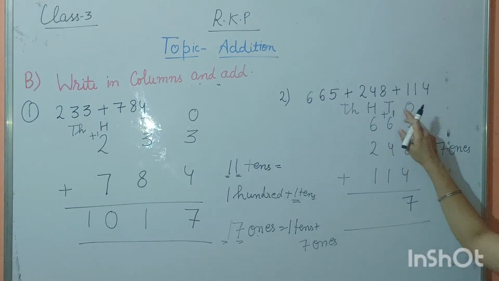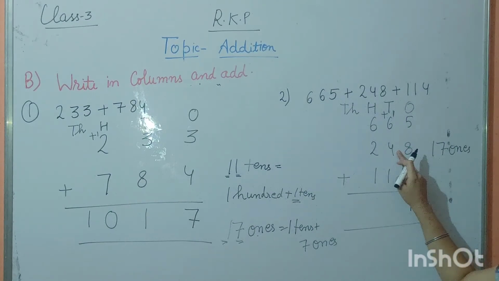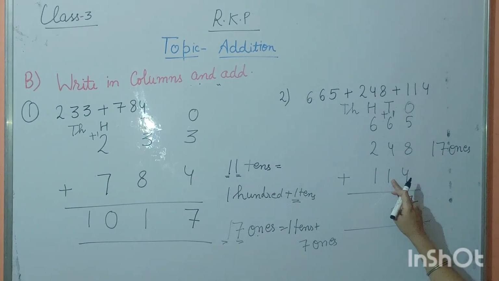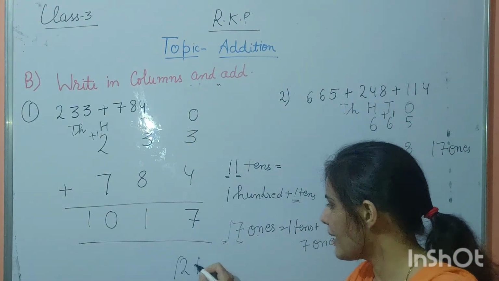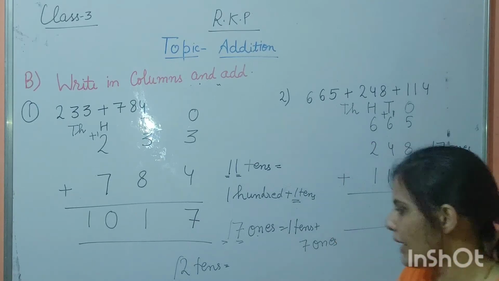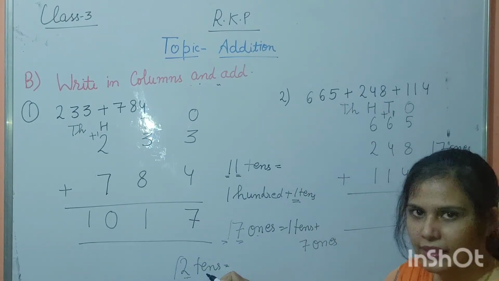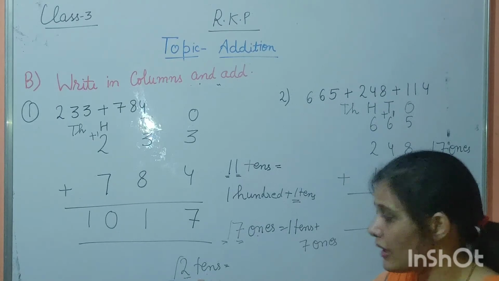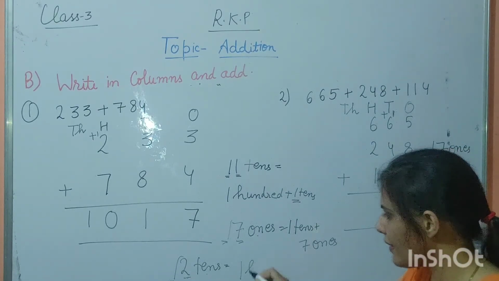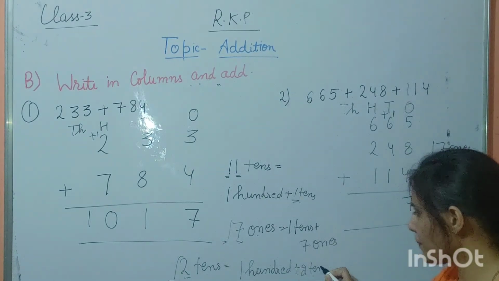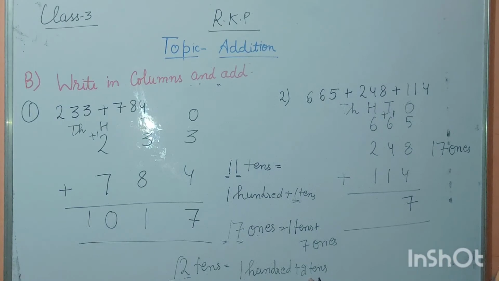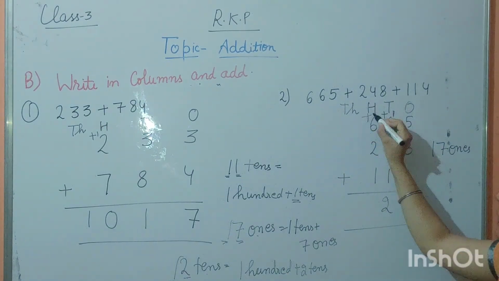Now add it. 6 plus 1 is 7. 7 plus 4 is 11. 11 plus 1 is 12. And this 12 will be 12 tens. When you regroup it, what will you get? The first digit will be the hundreds and the second digit will become the next place. That means 1 hundred plus 2 tens. 2 will come at the tens place and this 1 hundred will become the carry over in the hundreds place.